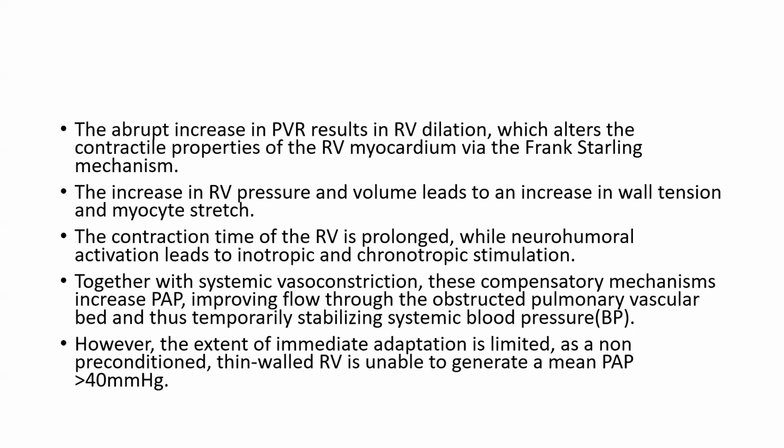Together with the systemic vasoconstriction, these compensatory mechanisms will increase the pulmonary artery pressure, improving flow through the obstructed pulmonary vascular bed, thus temporarily stabilizing systemic blood pressure. However, the extent of immediate adaptation is limited, as a non-preconditioned thin-wall RV is unable to generate a mean pulmonary artery pressure of more than 40 mmHg.